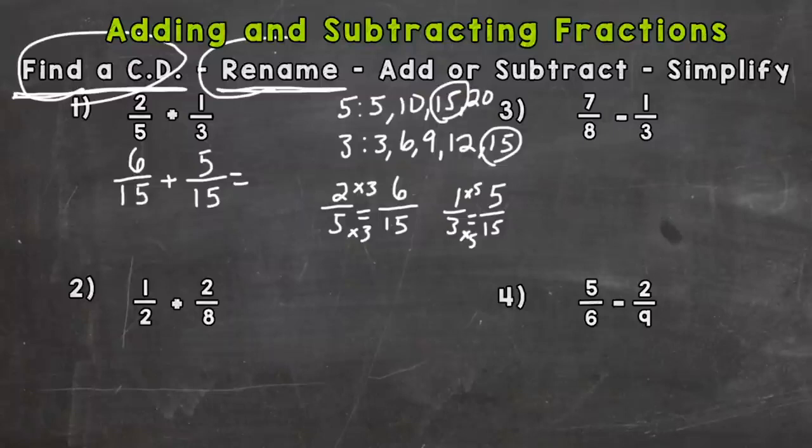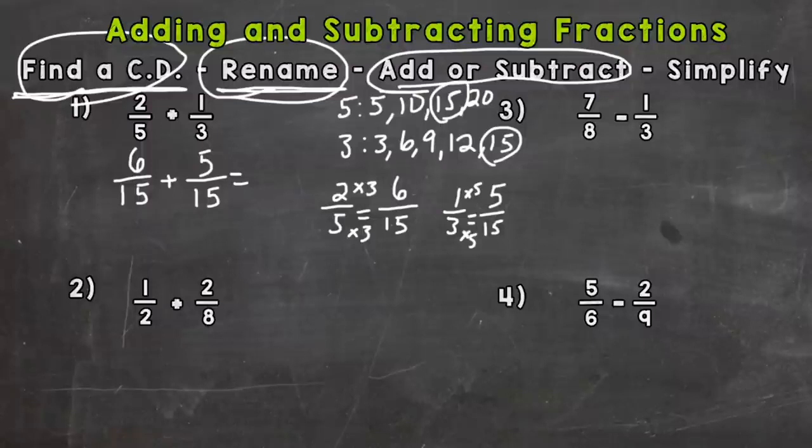So now we found our common denominator here. We renamed with that common denominator. Now we're ready to add or subtract. And this problem's addition. So 6 plus 5 is 11. And then we keep our denominator the same. We do not do 15 plus 15. We keep it as is, 15.